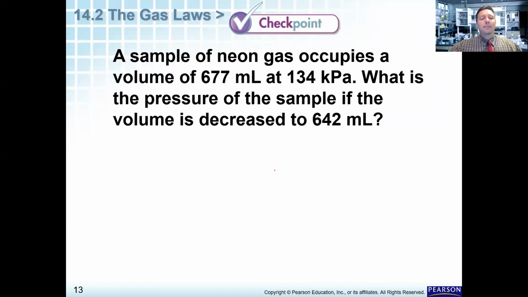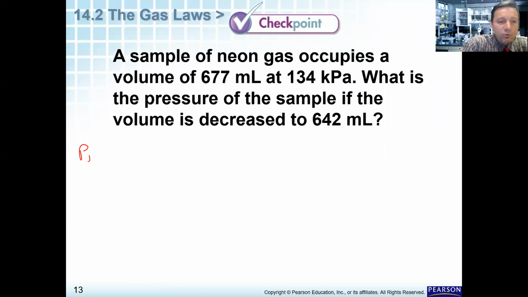So let's look at another example here. A sample of neon gas occupies a volume of 677 milliliters at 134 kilopascals. What is the pressure of the sample if the volume is decreased to 642 milliliters? So you are pulling the volume down, you're decreasing it. So you should think, I'm decreasing my volume, my pressure should go up. Now let's write down everything that we know.